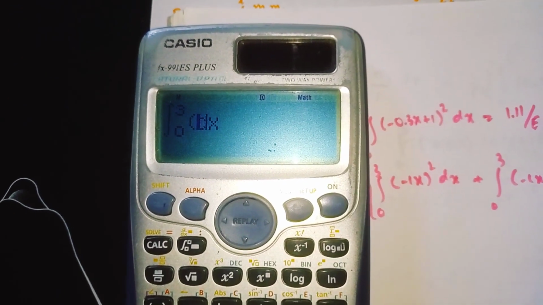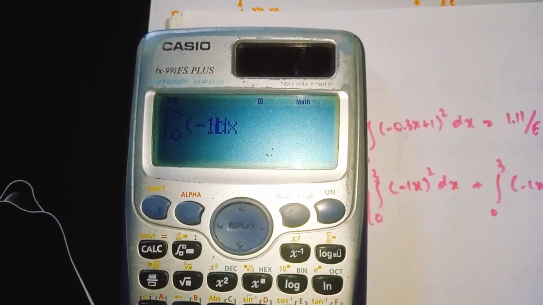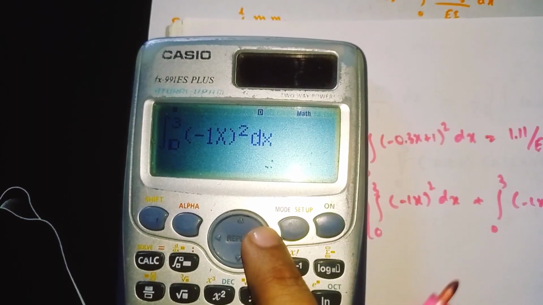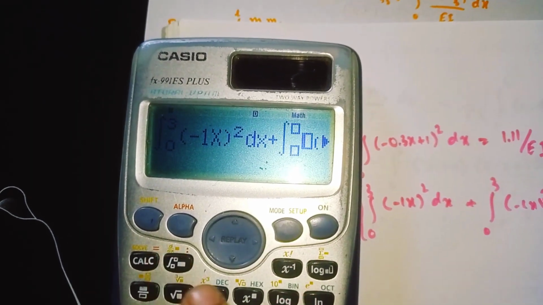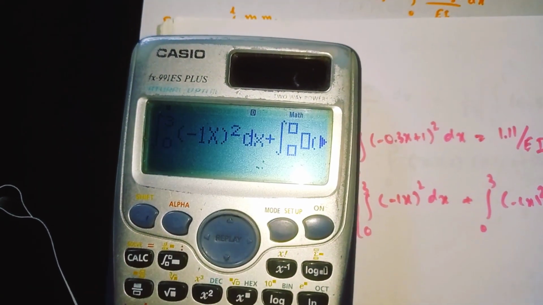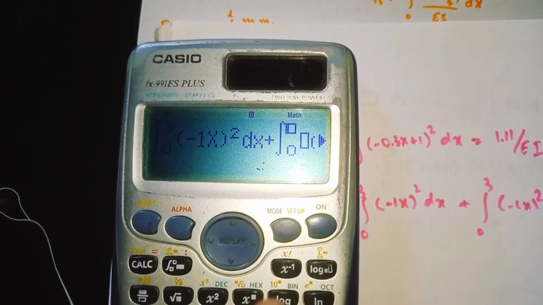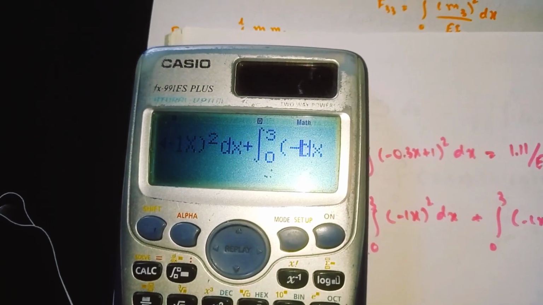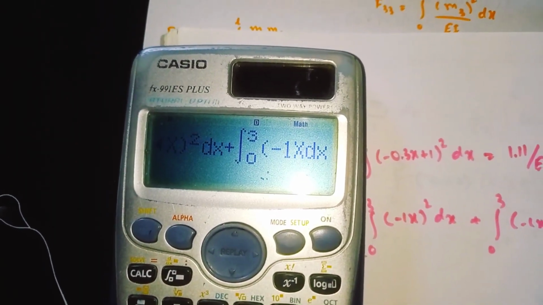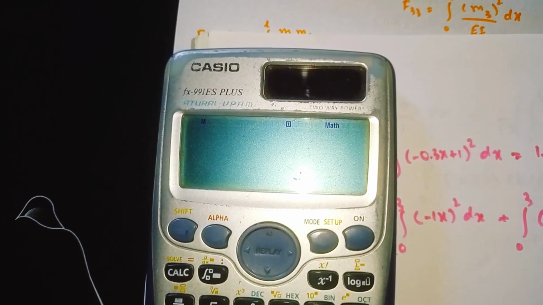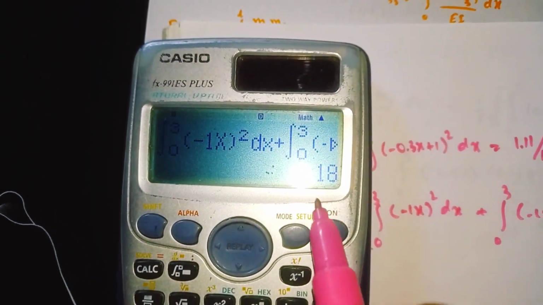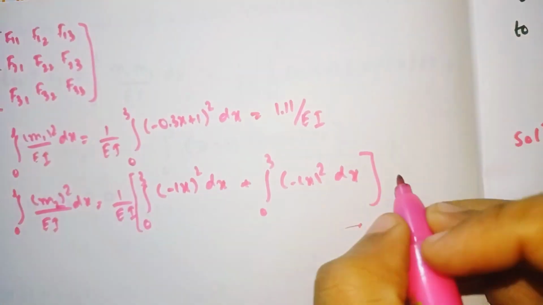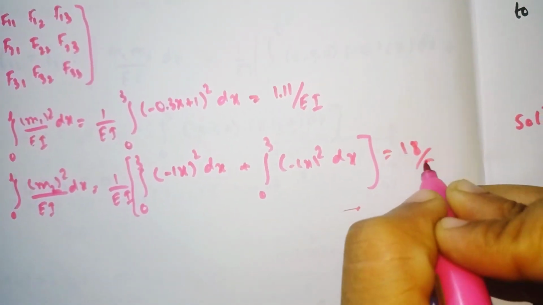So integration of 0 to 3 minus 1 into x whole square, plus integration of 0 to 3 into minus 1x whole square. So now solve it. So it will come out as 18. So the F22 value will be 18 divided by EI.